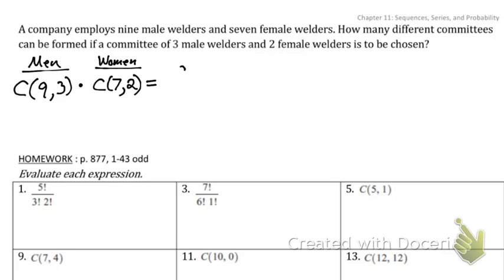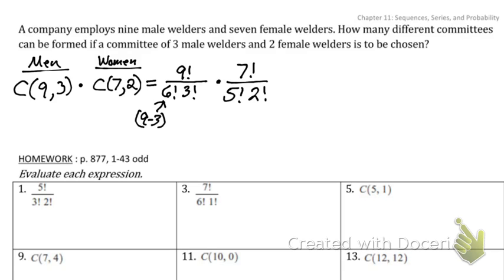Well, that's going to equal 9 factorial divided by 9 minus 3, which is 6 factorial, times 3 factorial. Remember that 6 just comes from the 9 minus 3. Feel free to write that down. I just don't have space or time. Then we're going to multiply that by 7 factorial over 7 minus 2, which is 5 factorial, times 2 factorial. Remember that 5 comes from the 7 minus 2.